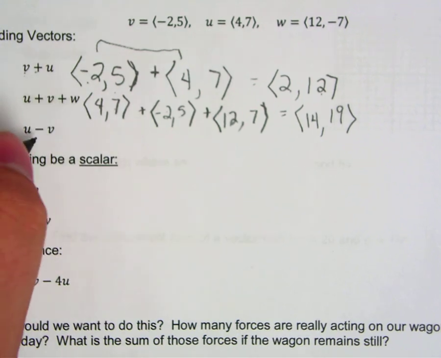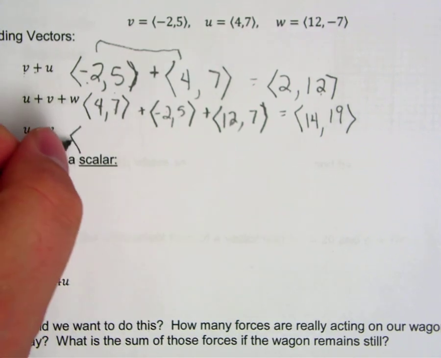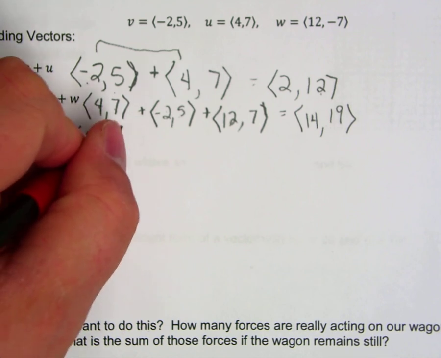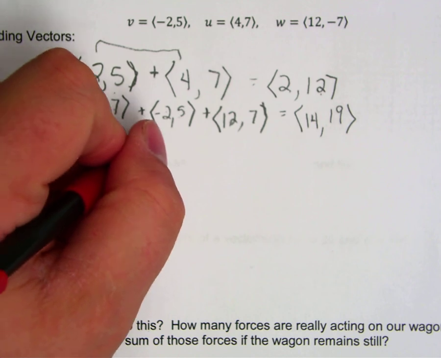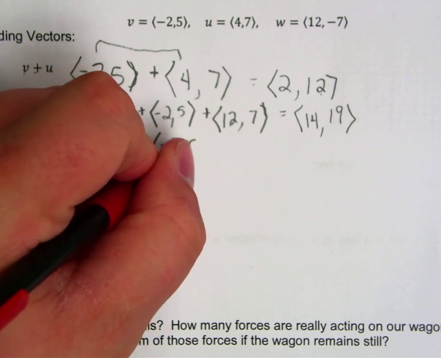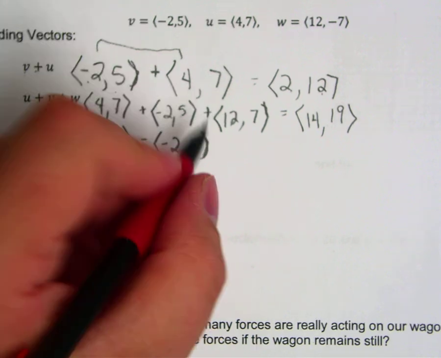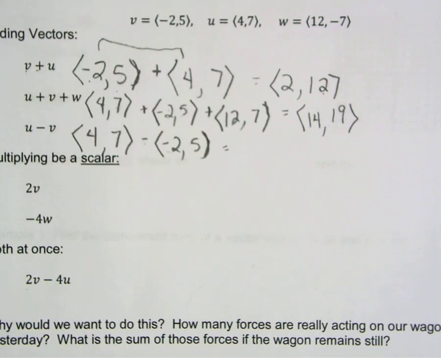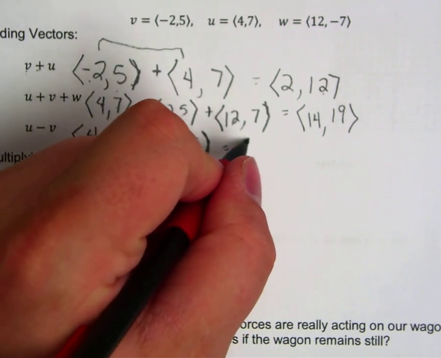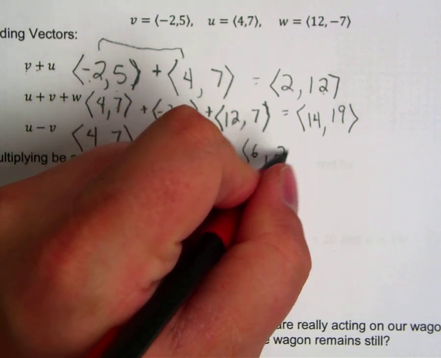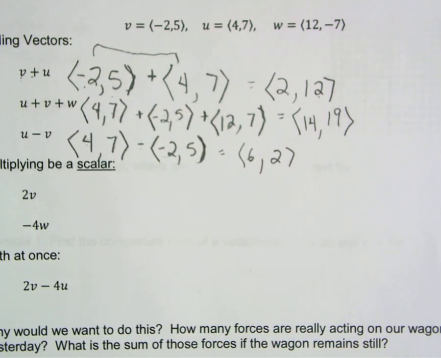Subtracting is pretty much just the exact same thing, except I'm going to subtract instead of add. So if I want to do u minus v, I've got 4, 7 minus negative 2, 5. Just like with anything in math, if I have 4 minus a negative 2, we need to keep in mind that we're really adding there. So that gives us 6. 7 minus 5 is 2. And so we've got our resultant vector 6, 2 with our horizontal and vertical components.